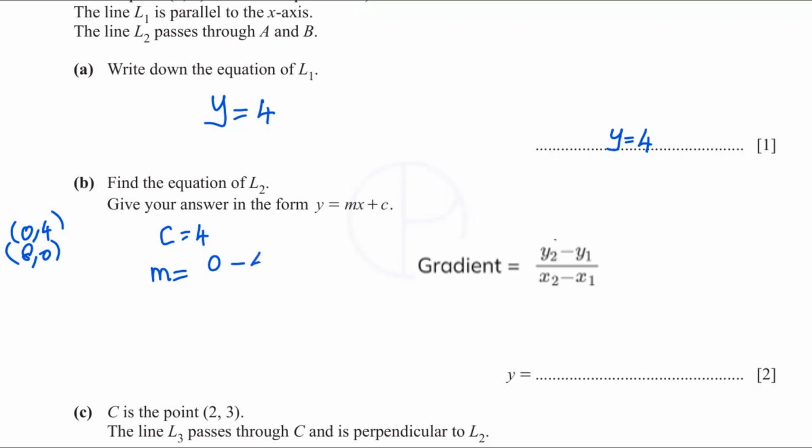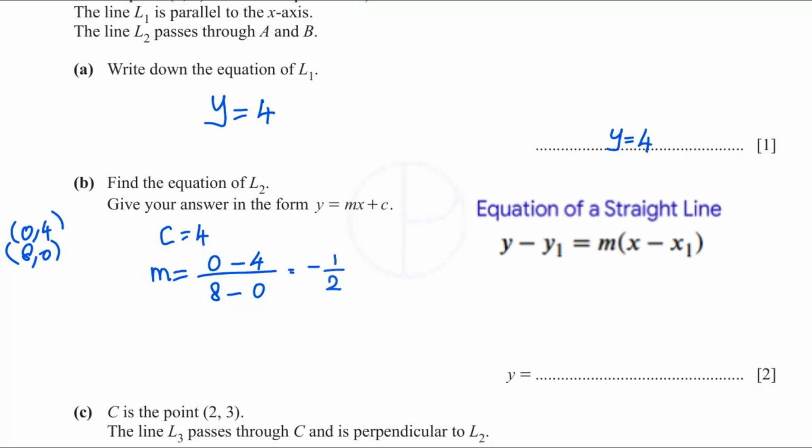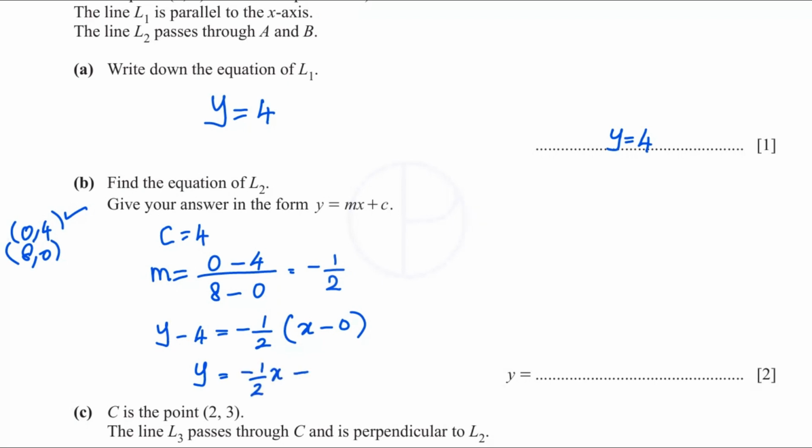Y2 is 0, Y1 is 4 and X2 is 8, X1 is 0. So negative 4 divided by 8, which is nothing but negative 1 over 2, is the gradient of the line L2. Let's write the equation of the line L2. Let's take the first point. So y minus 4 is equal to negative 1 over 2 times x minus 0. So y is equal to negative 1 over 2x plus 4. So this is the equation of the line L2, that is y is equal to negative 1 over 2 times x plus 4.